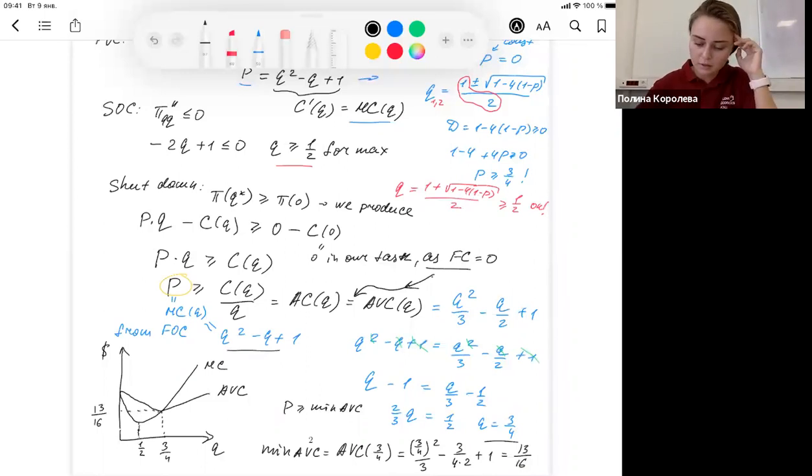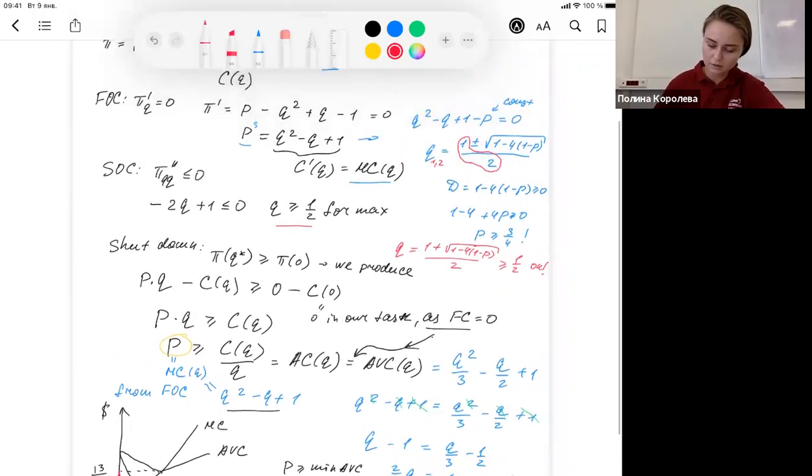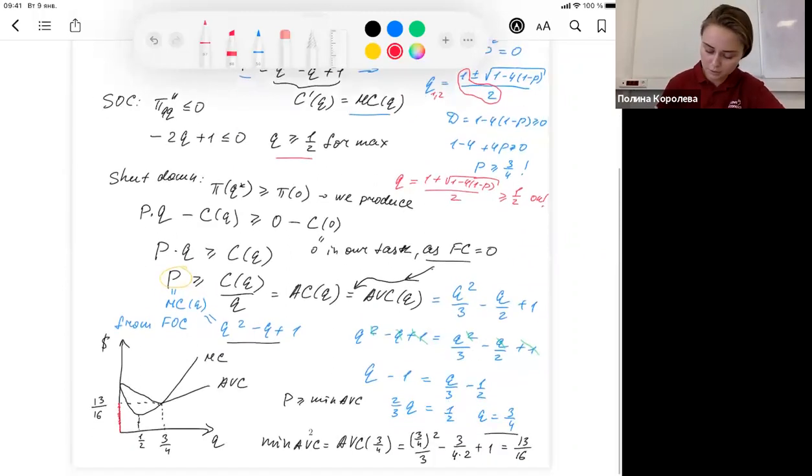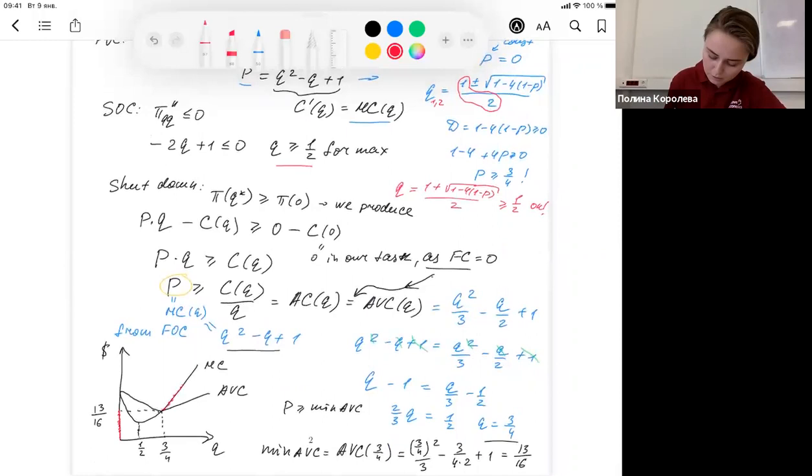So on our graph, we can draw now the inverse supply function for our firm if it is perfectly competitive. We will not produce if price is less than 13 over 16. So our quantity supplied will be equal to 0. And then when price is bigger than 13 over 16, we will produce where price equals marginal costs. Yes, we will produce on the upward part of the marginal cost function. So this is the inverse supply function for our firm.